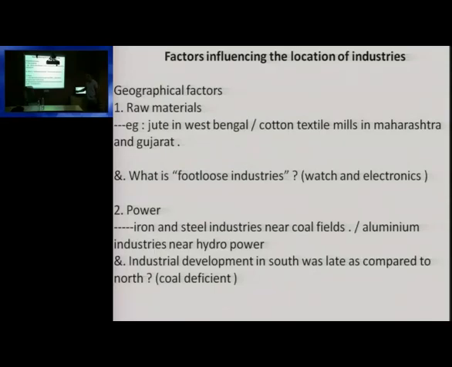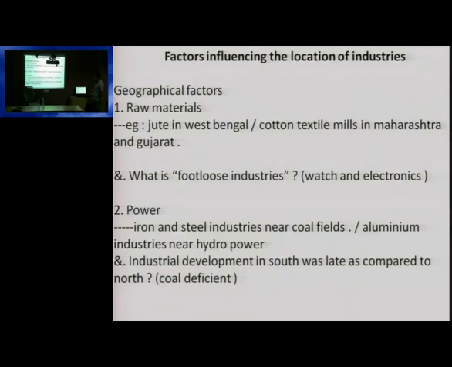Footloose industries are those industries which are not directly dependent on or related to the presence of raw material. Because of advancement in civilization, technology and processing methods, these days we have electronics and watch industries which are not weight-losing industries. So they are more of a customer-driven market. In search of customers, they go to big cities, irrespective of the natural resources or raw material involved. Such industries, whose location is irrespective of raw materials, are known as footloose industries.